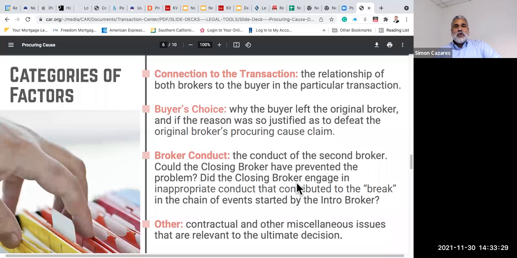All right, so the categories of the factors, okay? Connections to the transaction, the relationship of both brokers to the buyer in a particular transaction. So this is where we start really going into the meat and potatoes and who is the compelling brokerage, okay? When they say brokers, they're actually saying companies, okay? A Keller Williams with a Remax, a Keller Williams with a Century 21, a Keller Williams with any other brokerages, okay? When they say and refer to brokers, they're referring to your office, your Keller Williams office.